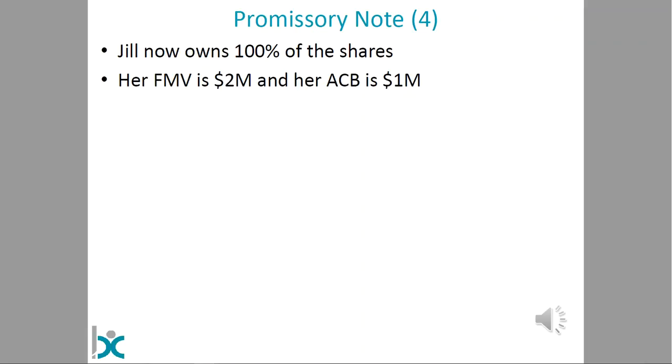At this point, Jill owns all the shares of the company. Her fair market value is now $2 million, and her ACB is $1 million. It's a fairly straightforward arrangement, a little more complicated than what we've seen previously, but it's reasonably straightforward. We're not taking advantage of any complex tax provisions here, although we'd like to have access to both capital dividend account credits and the lifetime capital gains exemption.